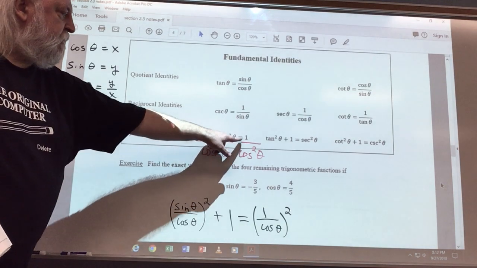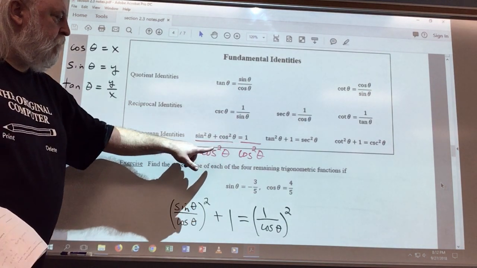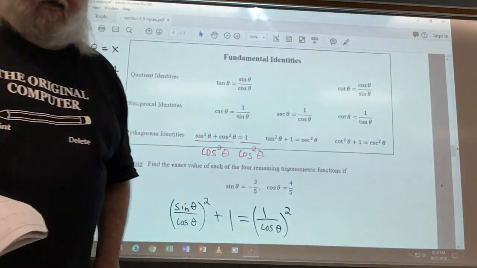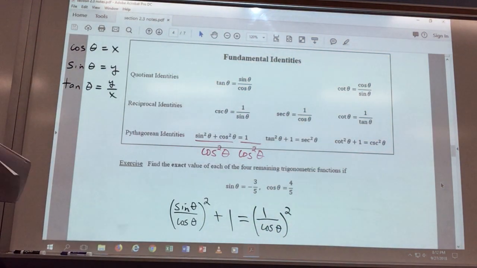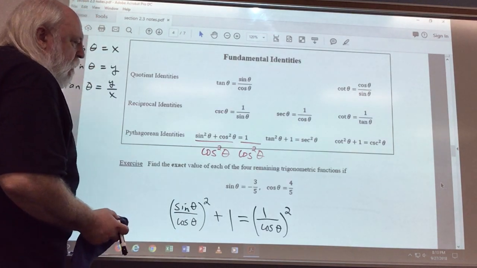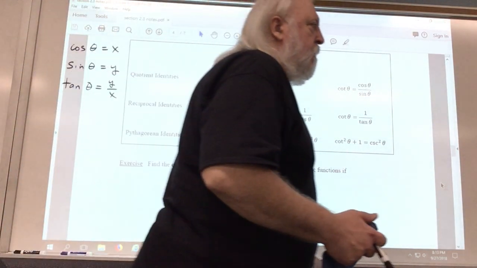And if you divide both sides of this equation by sine squared theta, you end up with this third identity. Okay? And again, these identities have to be memorized for the exam. They're not given to you on the exam.